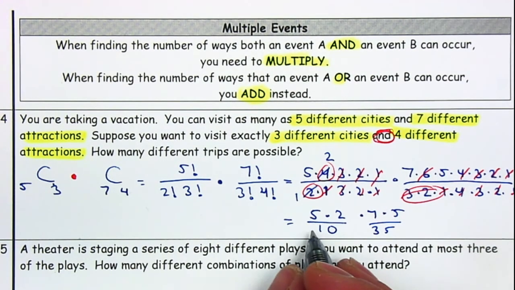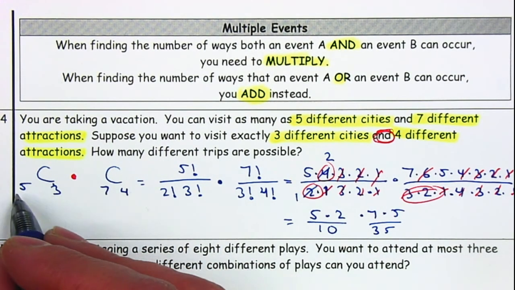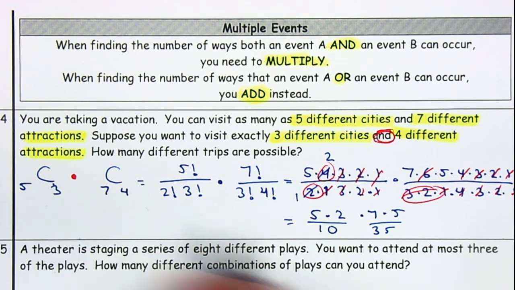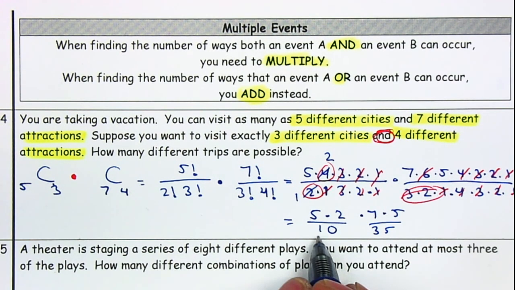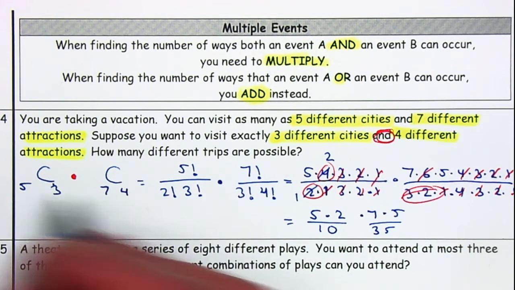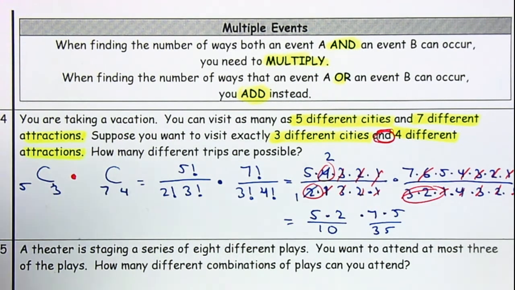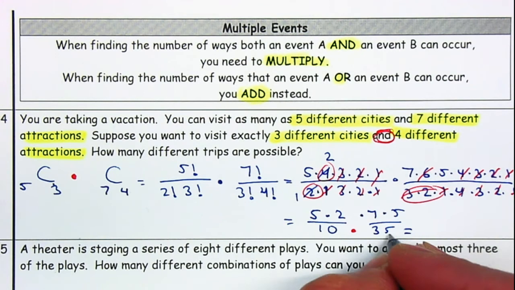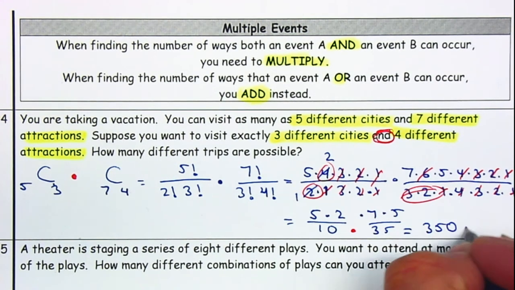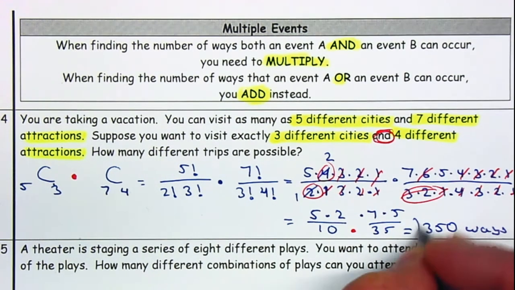So for the first one, how many different ways can you select 3 cities out of 5? That's 10. How many different ways can you select 4 attractions? That's 35. Because there's an and in between, we're going to multiply, and we have 10 times 35, which is 350 ways that you can plan your trip.